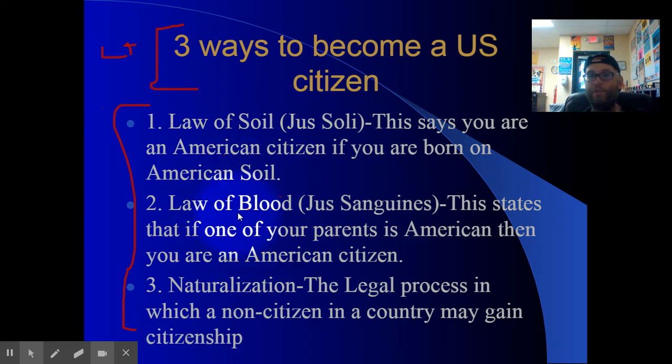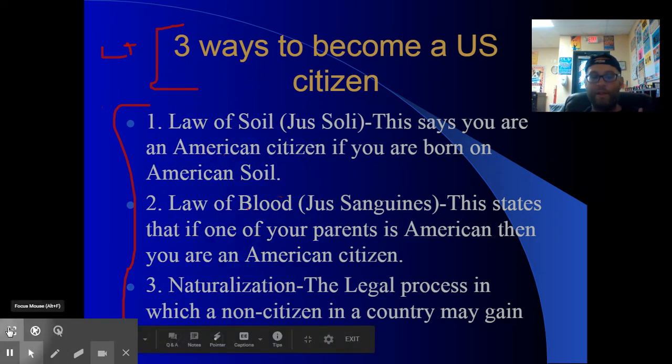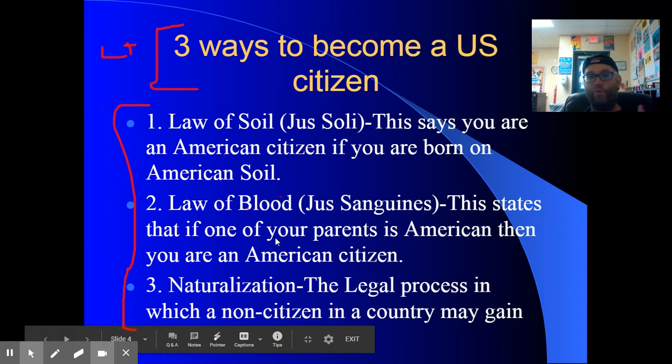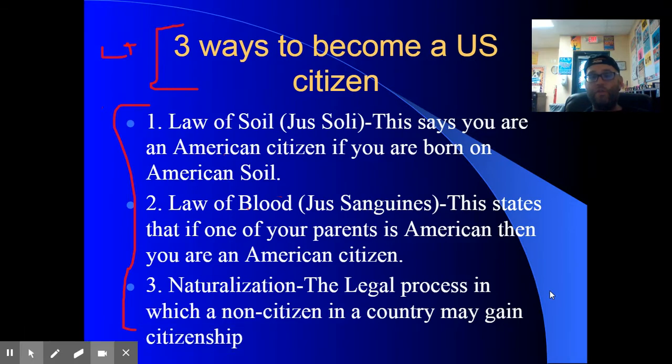But there are two different ways you can be a native born citizen, and they're the same. It's not like, oh, I was born in America and you weren't, so I'm better. They're the same. Okay. Now, the third one down here, naturalization, is very important. It's what's going to be on your civics EOC at the end of the year. And this is what we're going to talk a lot about: the last way you can become a U.S. citizen is to become a naturalized citizen.